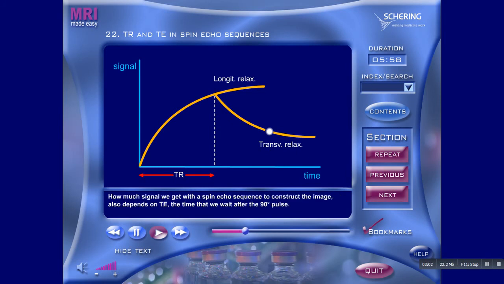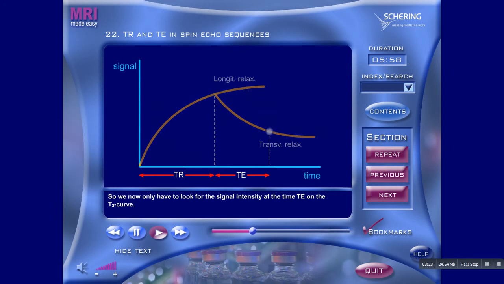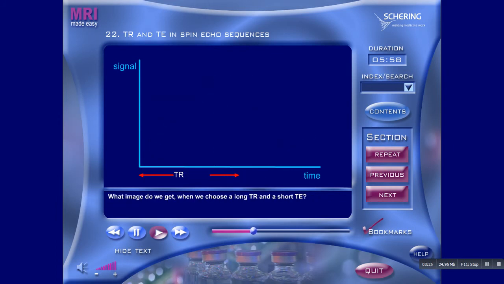How much signal we get with a spin echo sequence to construct the image also depends on TE, the time that we wait after the 90-degree pulse. So, we now only have to look for the signal intensity at the time TE on the T2 curve. What image do we get when we choose a long TR and a short TE?